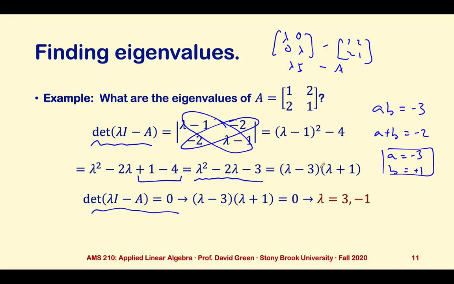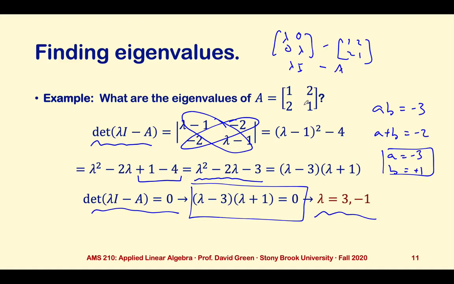We can do this and then factor this into lambda minus 3, lambda plus 1. So the roots of this characteristic polynomial are found when this factored product equals 0. This can equal 0 if either lambda minus 3 is 0, which means lambda is 3, or if lambda plus 1 is 0, lambda equals -1. This gives us 2 eigenvalues for this matrix.